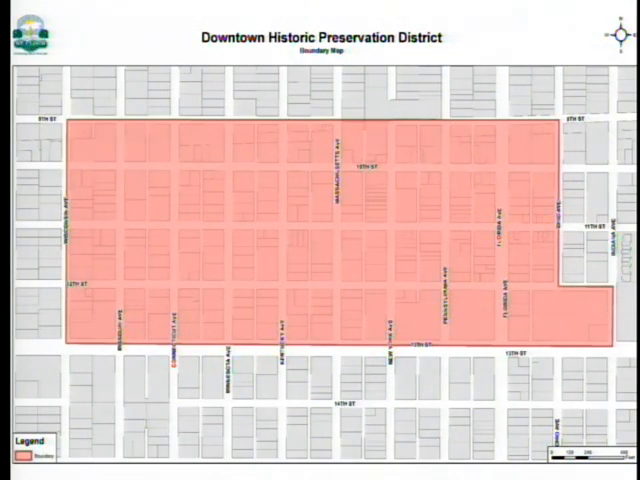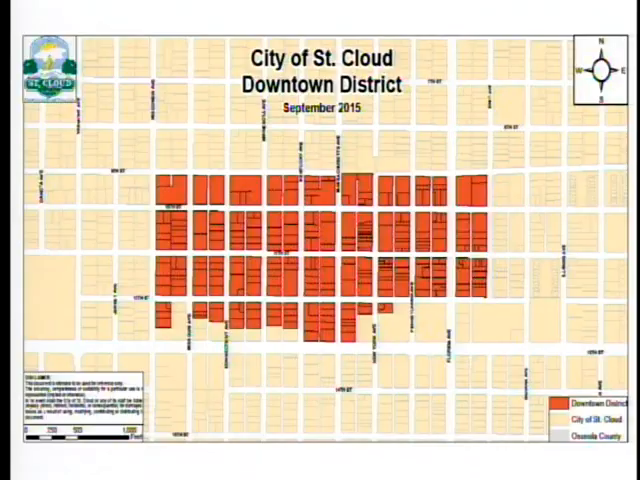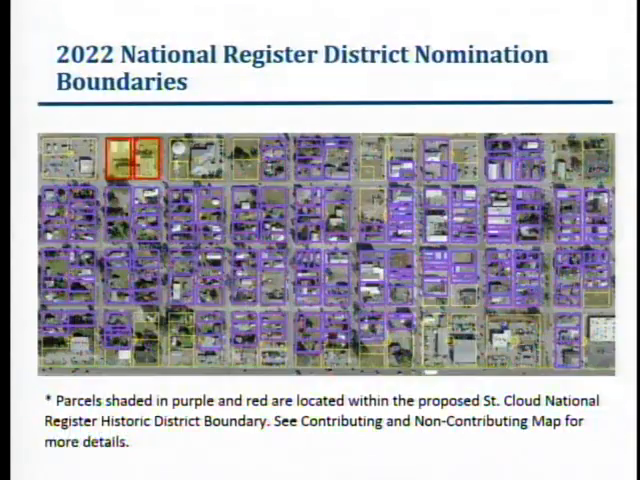So the map that we have in front of you right now is just to give you a little bit of context. So this map is the boundary of your existing locally designated historic district. I'm going to show you another map, actually right here. Anything that you see with the purple shading or the red shading is what we're proposing for the National Register district boundaries. So those National Register district boundaries exist within the local historic district boundaries.